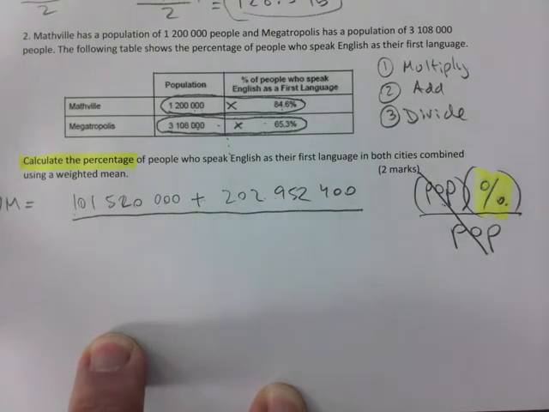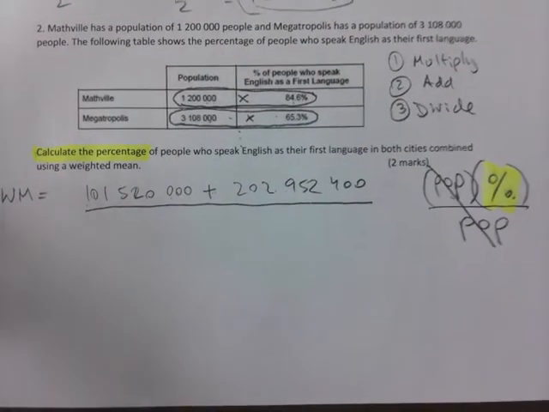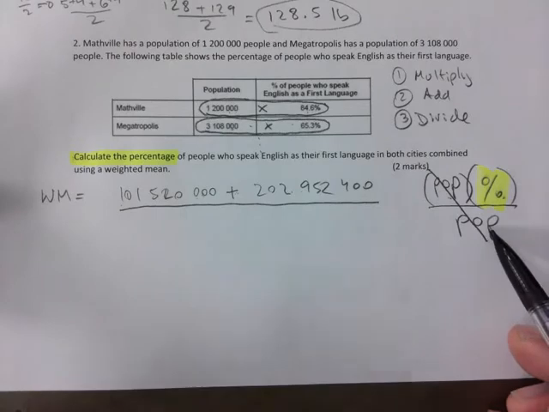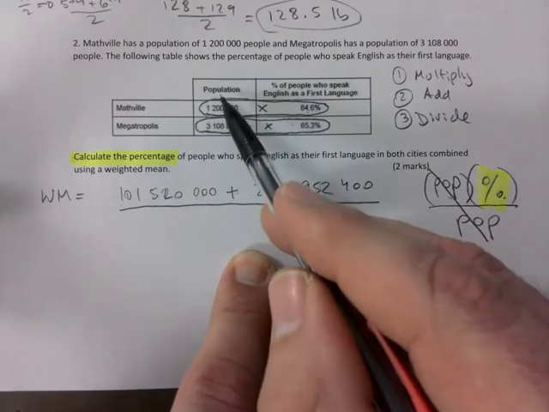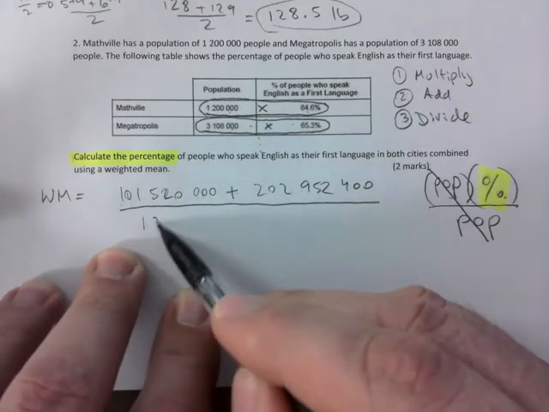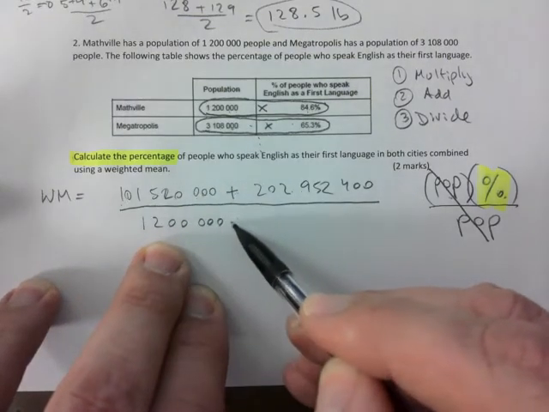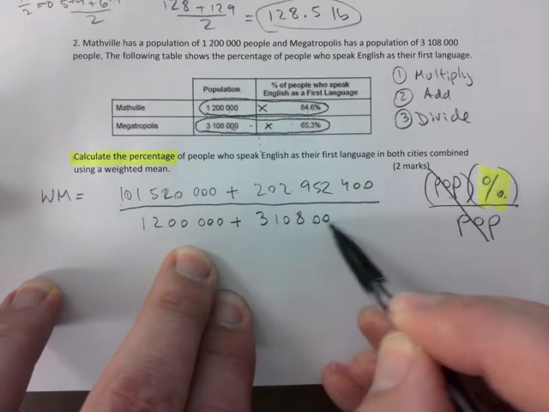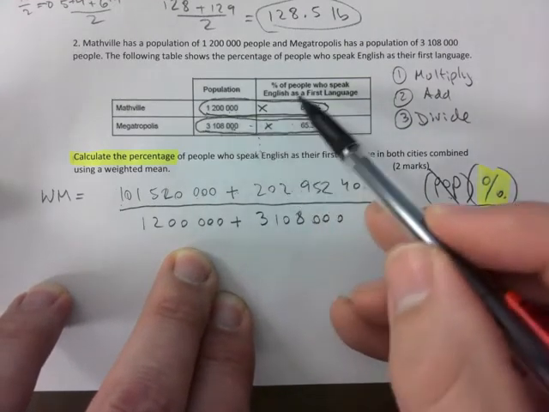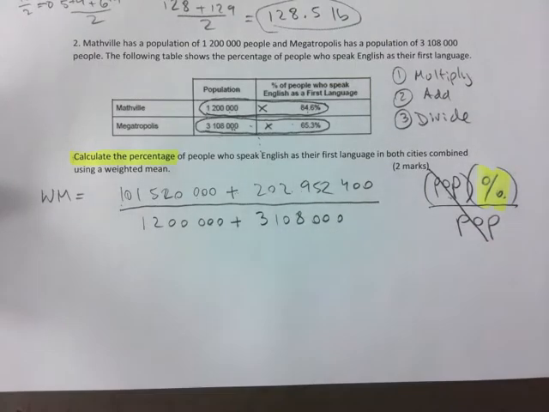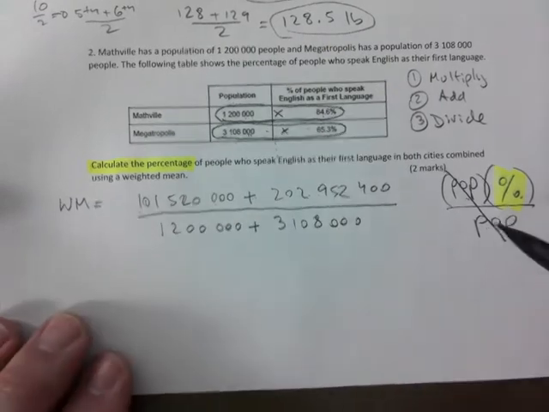And some of you actually showed that on the quiz, which is great. Some of you just knew what to do. So now that tells you that I need to go to the population column, add those up. So I'm going to go 1,200,000 plus 3,108,000. So you need to add up. It's either this or this column, right?